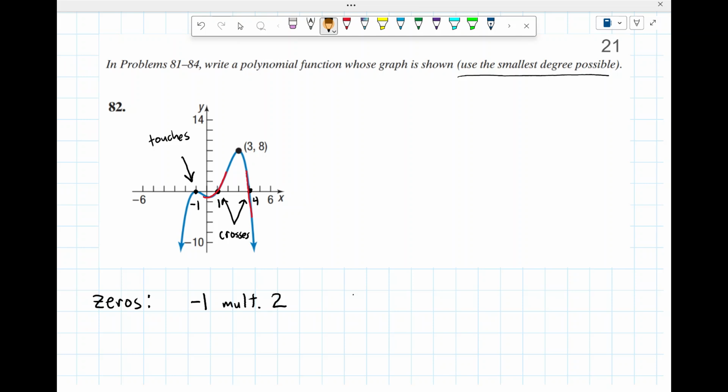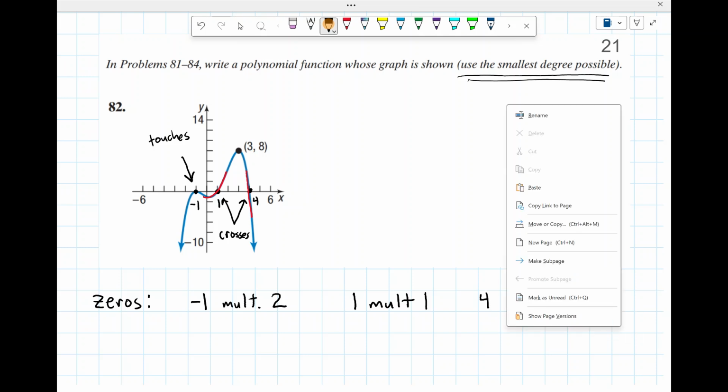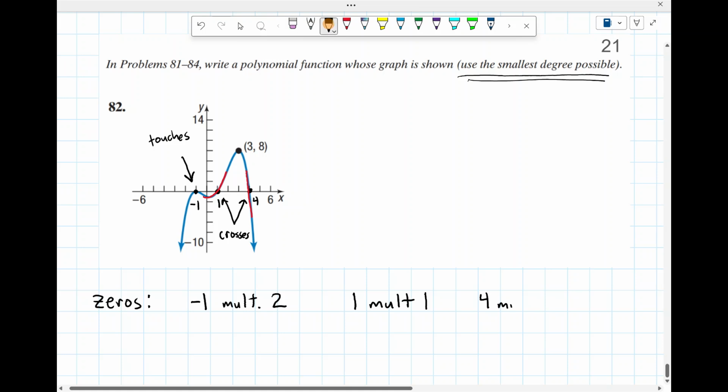Our next 0 is 1, and it crosses the x-axis, which means that its multiplicity is odd. Again, since we want to use the smallest degree possible for our polynomial function, we are going to use the smallest possible odd number that is positive, so our multiplicity will be 1. Similarly, at 4, it crosses the x-axis, and so that means it has odd multiplicity, and we will use the smallest positive odd number, which is 1.